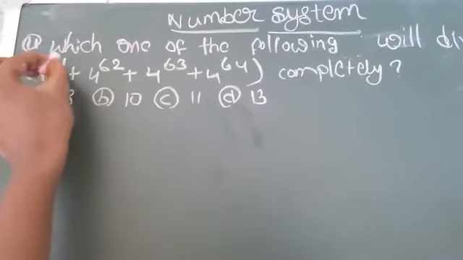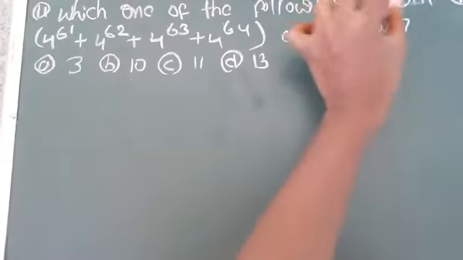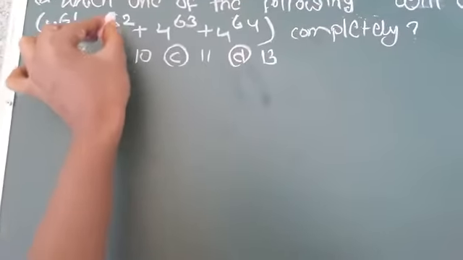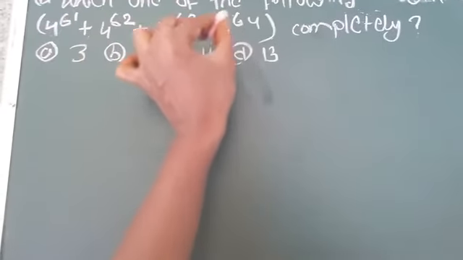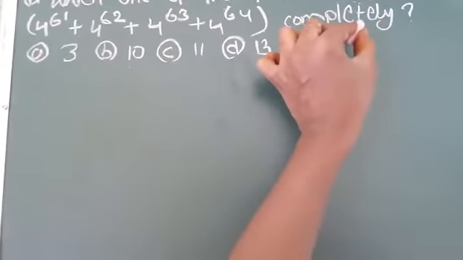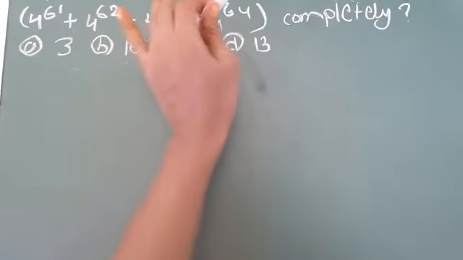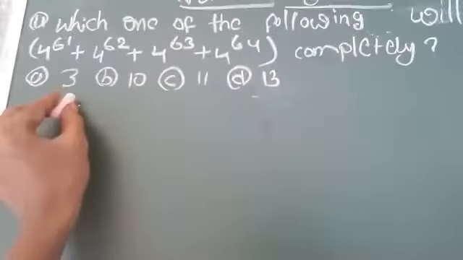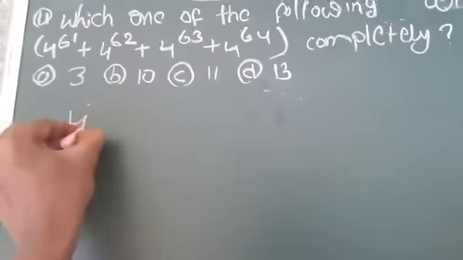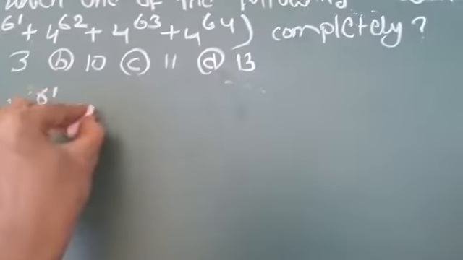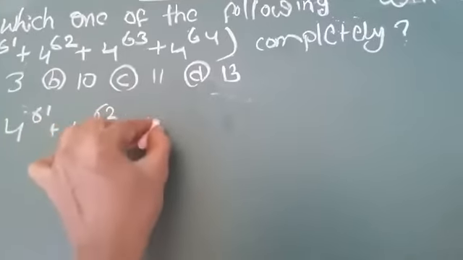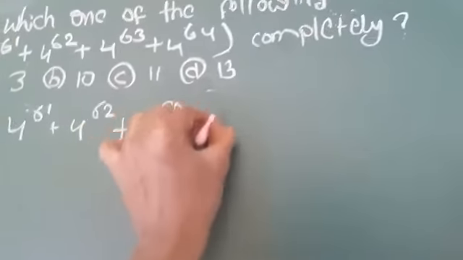The first problem in this video: which of the following will divide 4 power 61 plus 4 power 62 plus 4 power 63 plus 4 power 64 completely? That means they have given the options. One of the options will be the answer for this question. First let us write the given data: 4 power 61 plus 4 power 62 plus 4 power 63 plus 4 power 64.